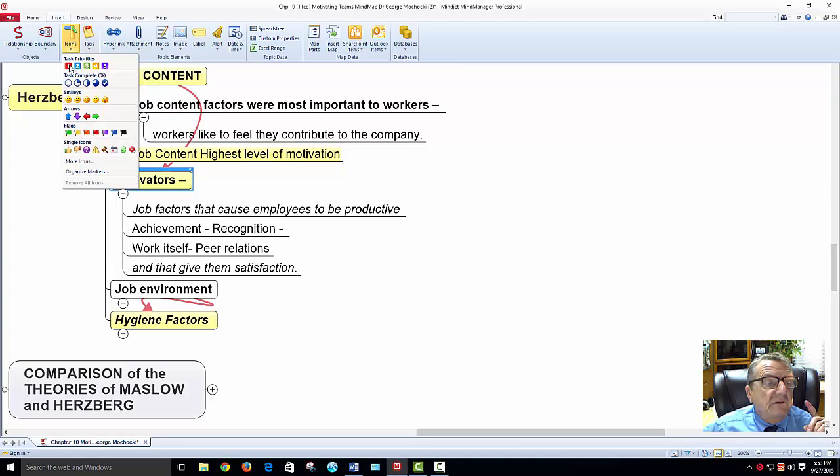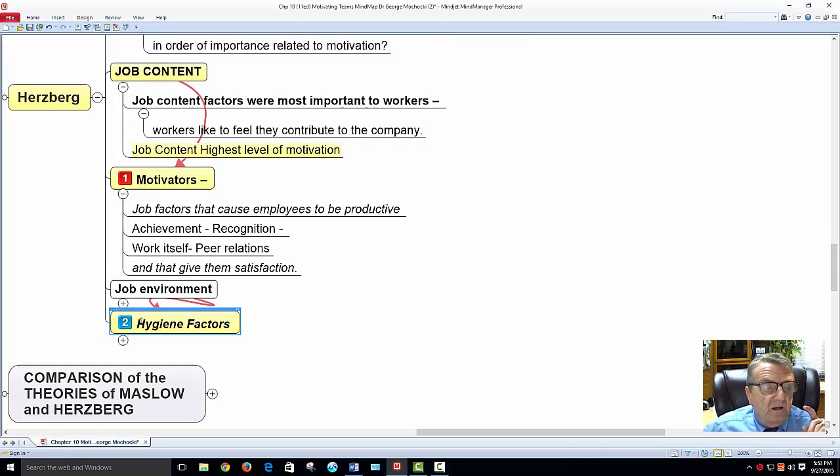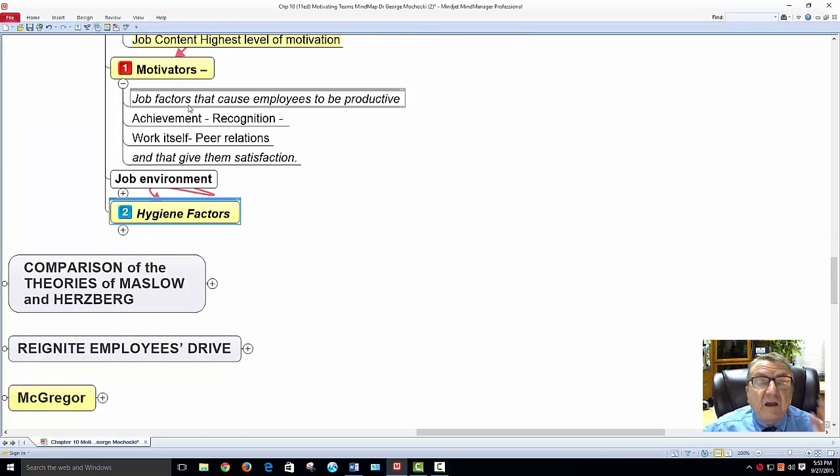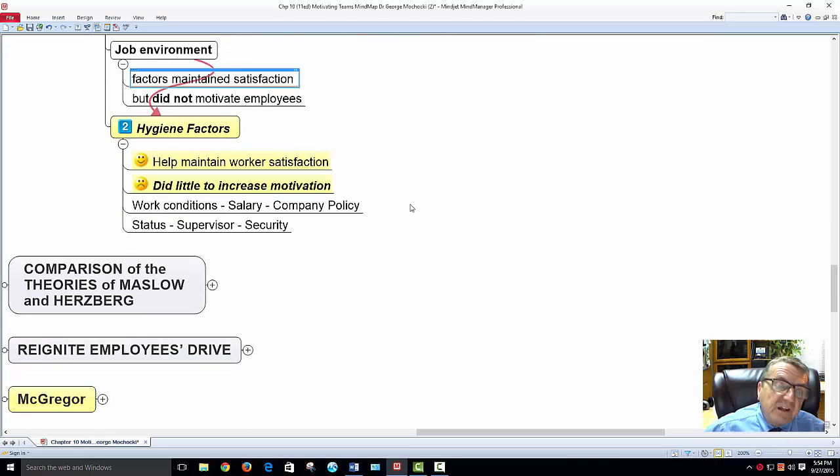When I looked at it, he looked at motivators and hygiene factors. So what are motivators? Factors that cause employees to be productive: achievement, recognition, work itself, peer relationships that give them satisfaction. Now, when I look at the job environment, factors that maintain satisfaction. Factors that maintain job satisfaction, but did not motivate employees. Okay, and those, hygiene, help worker satisfaction, but did little to increase workers' motivation. Salary.